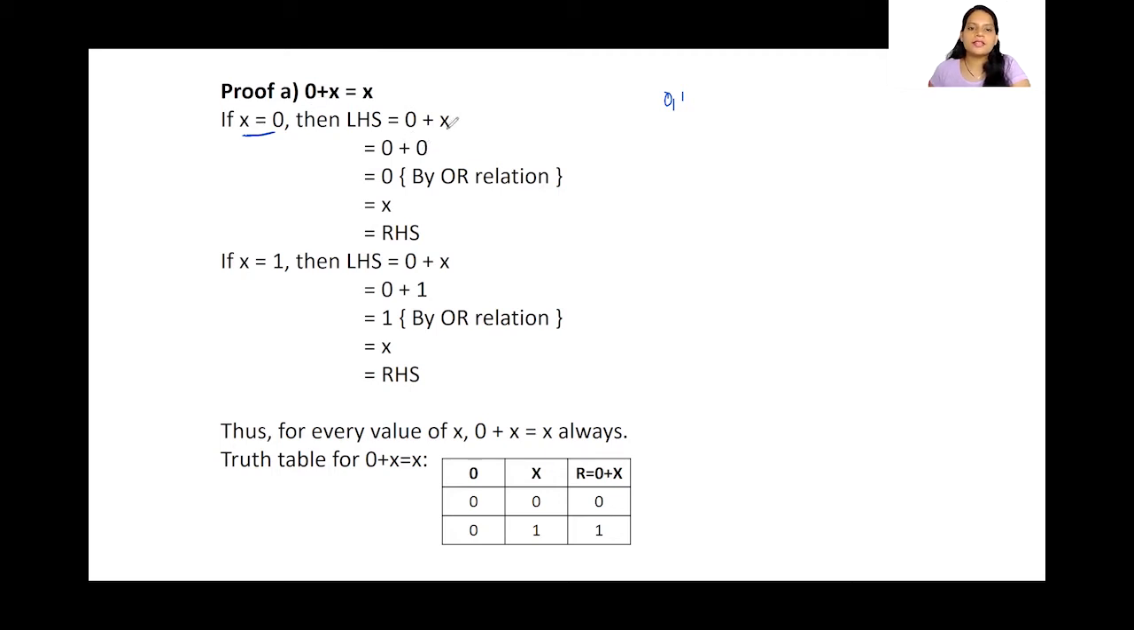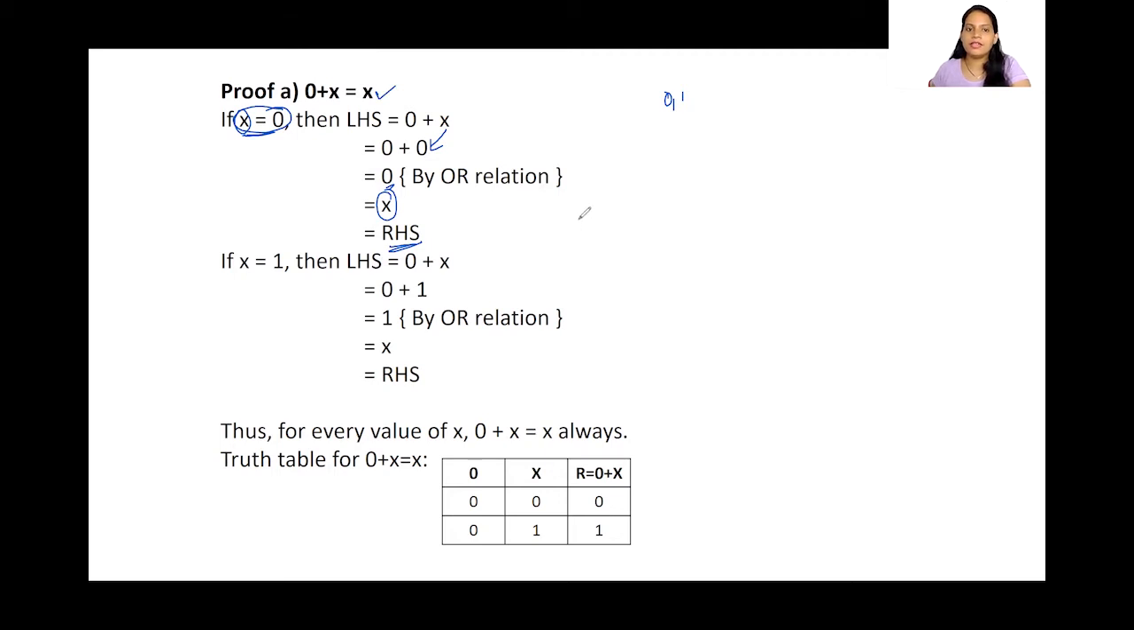Since x is 0, we are taking 0. So 0 plus 0 is 0. Whenever we do OR of two 0s, we will get 0, which is nothing but x here, isn't it? So we are getting x as a value, which is equal to the RHS. Hence, we have proved it. I hope it is clear.